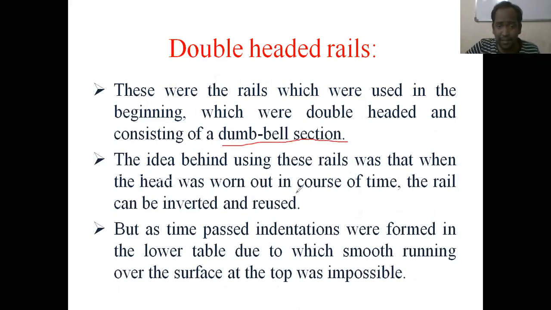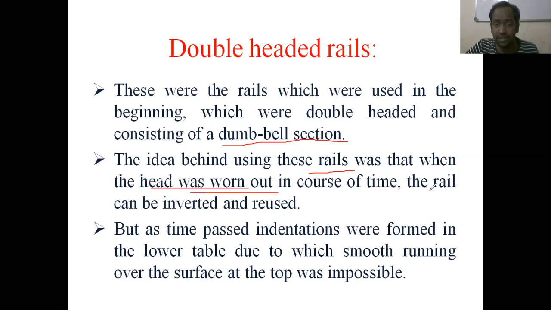And coming, the idea behind using these rails was that when the head was worn, it means when the head was worn out in course of time, the rail can be inverted and reused. So in that case, we can use it. Okay. But as time passed, indentations were formed in the lower table, due to which smooth running over this surface at the top was impossible.